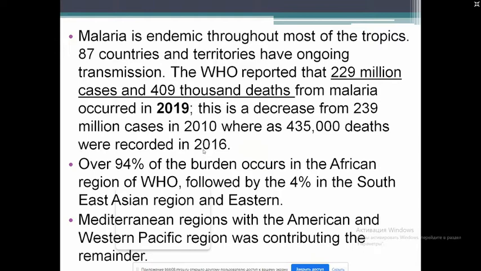There is a decrease from 239 million cases in 2010, where 435,000 deaths were recorded in 2016. Over 94% of the burden occurs in the African region of World Health Organization, followed by 4% of the Southeast Asia region and Western Mediterranean regions, with the American and Western Pacific region contributing the remainder.